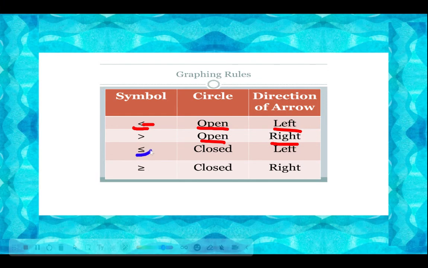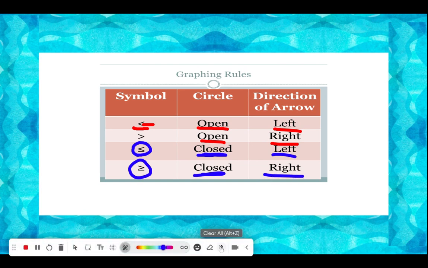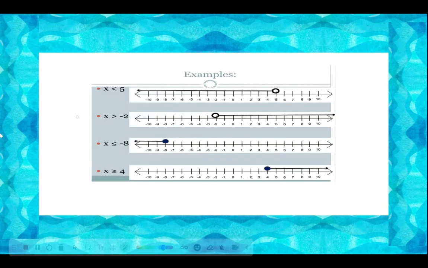When you have less than or equal to, the equal to symbol underneath, that's going to be a closed circle. And this is less than or equal to, so we go to the left. And then the next one is greater than or equal to. Once again, it's a closed circle because it can be that number. And then we're going to the right because the numbers are getting bigger. Okay, so let's see how this is going to work.